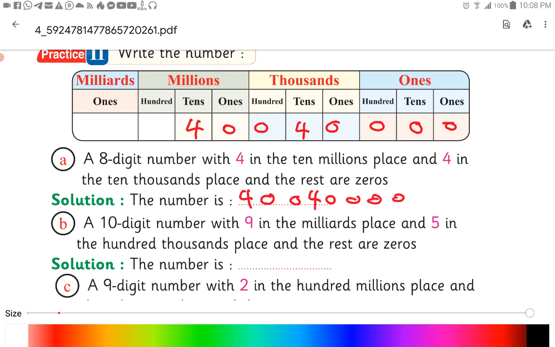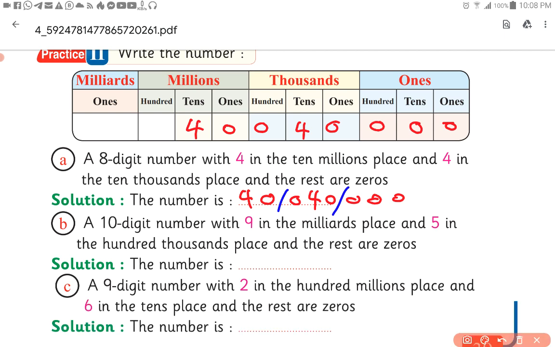To read this number, separate each 3 digits. It will be 40 million and 40,000. The next one, a 10-digit number.